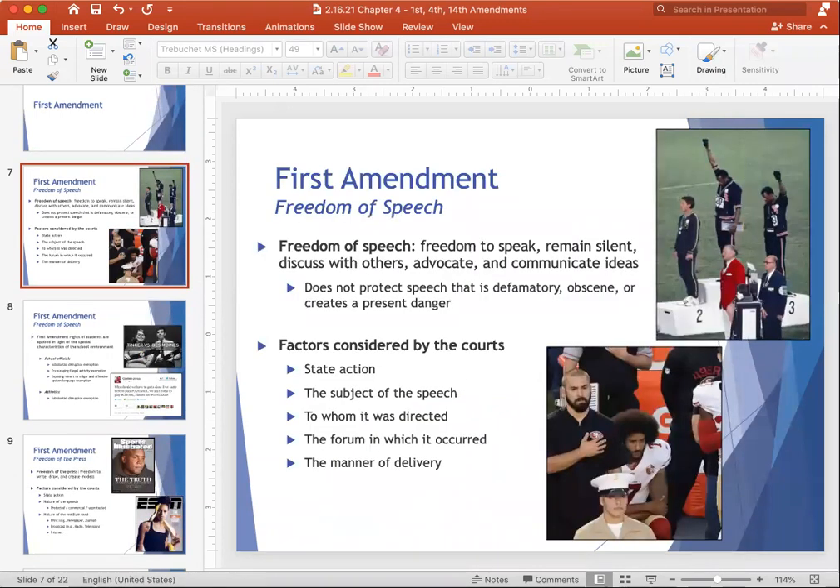So the First Amendment to the Constitution focuses on freedom of speech, freedom of religion, freedom of the press, the right to peaceably assemble, the right to petition. There are a number of freedoms that are contained within this First Amendment. On this slide, we're going to focus on the freedom of speech.